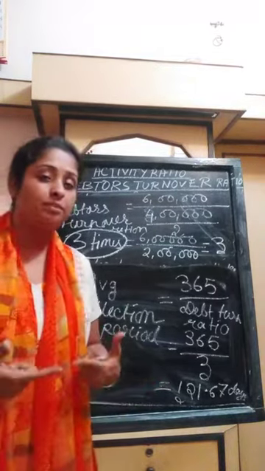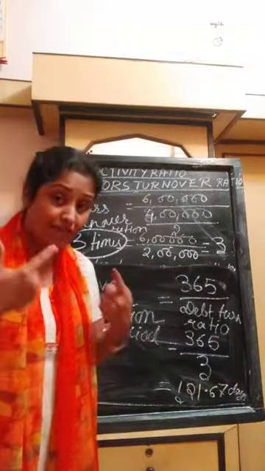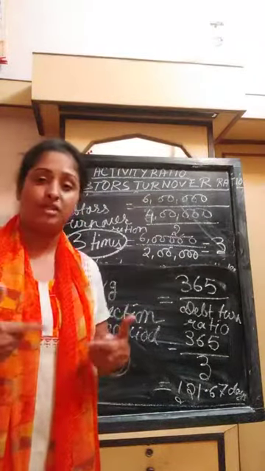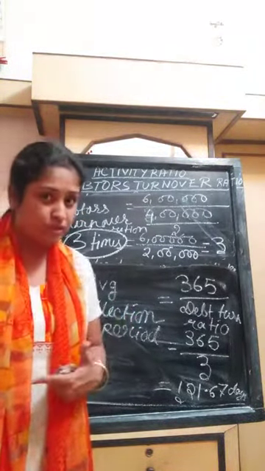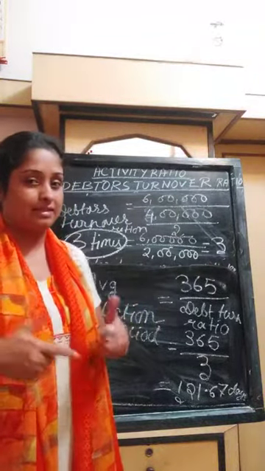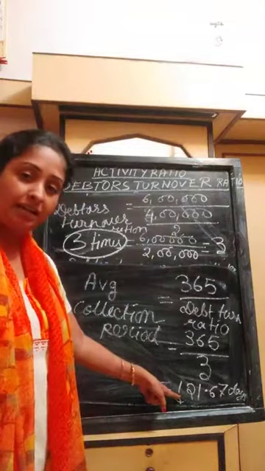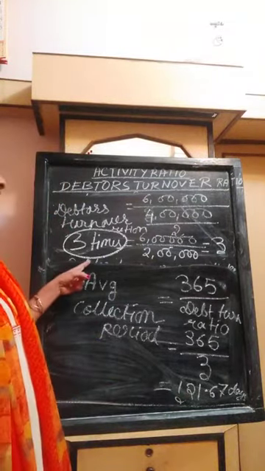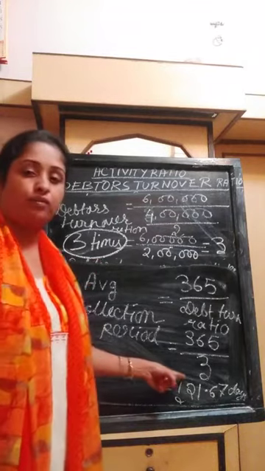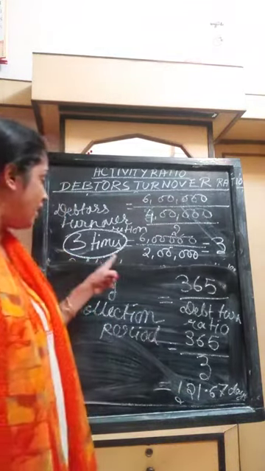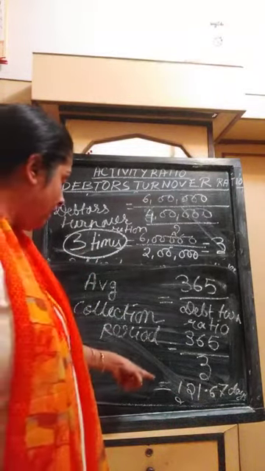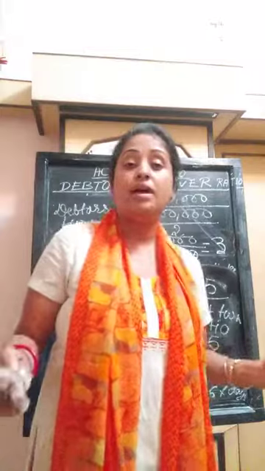After every 121.67 days, which means 122 days, the firm is able to collect its debts. So this is the answer of the average collection period, and this is the debtors turnover ratio. Without finding out debtors turnover ratio, you won't be able to find out the average collection period. So first you have to find out the debtors turnover ratio, then you have to find out the average collection period. This is how the sum works.